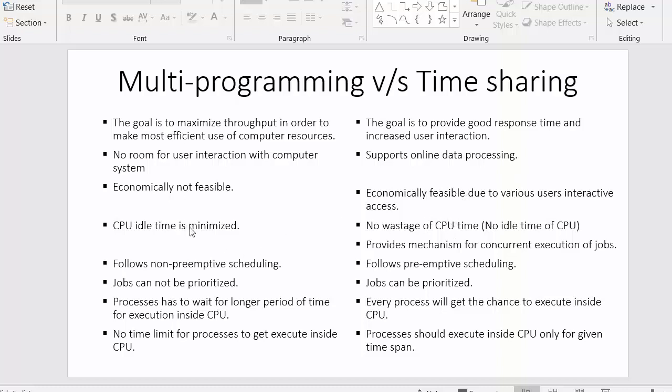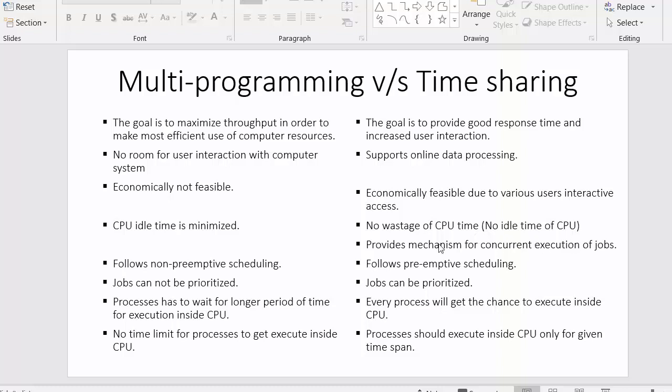Next, in multiprogramming systems CPU idle time is minimized. There will always be some processes available inside the main memory, so the CPU has to sit idle for very little time, because there will always be a process available in the main memory for the CPU to execute. In time sharing system there is no wastage of CPU time, no idle time of the CPU.